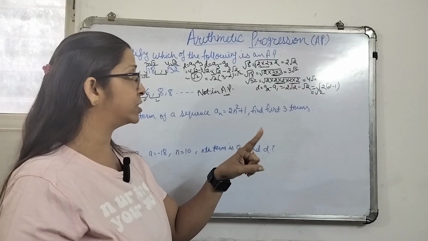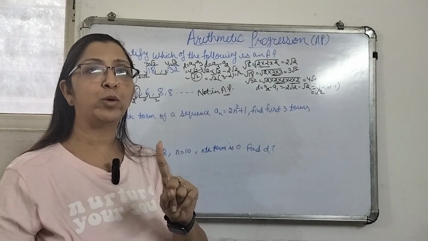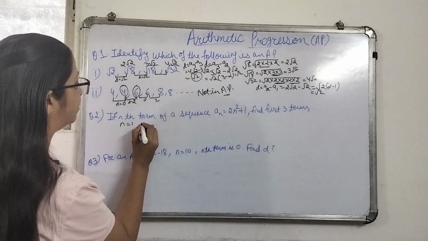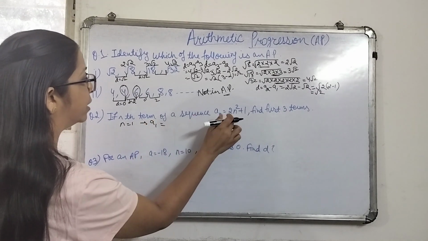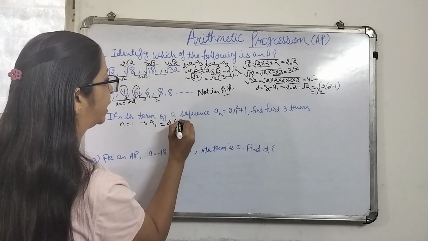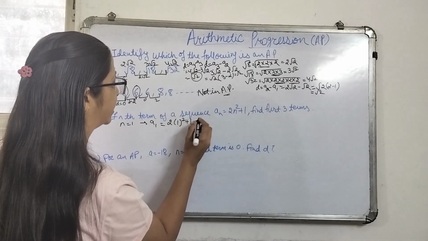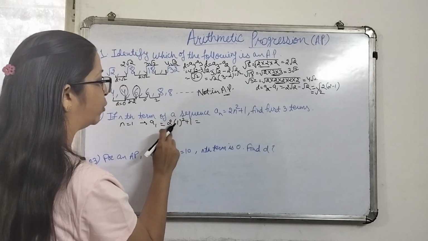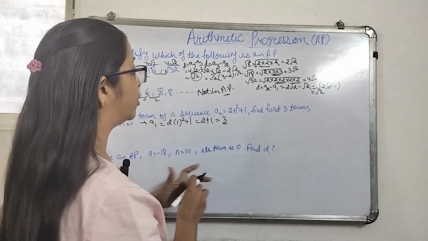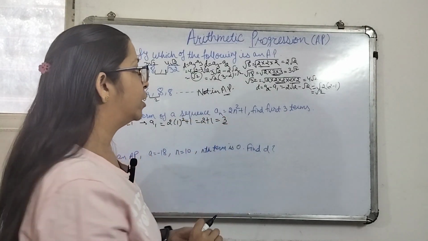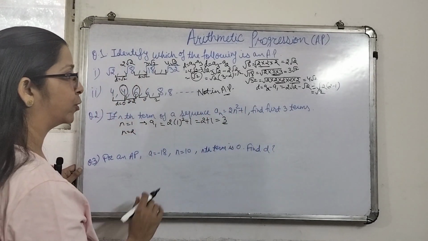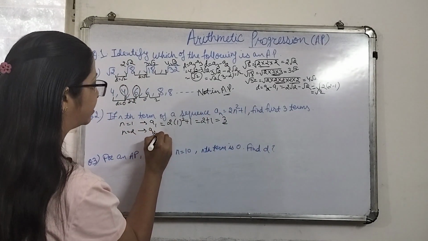That means for the first term, the value of n will be 1. So when n is equivalent to 1, the first term, that is A1, instead of n we will write 1. It will be 2 multiplied by 1 square plus 1. 1 square will be 1 only. 1 multiplied by 2 is 2, plus 1, that is 3. So the first term of the sequence is 3. For finding the second term, we will keep n equivalent to 2. So it will be the second term, that is A2.